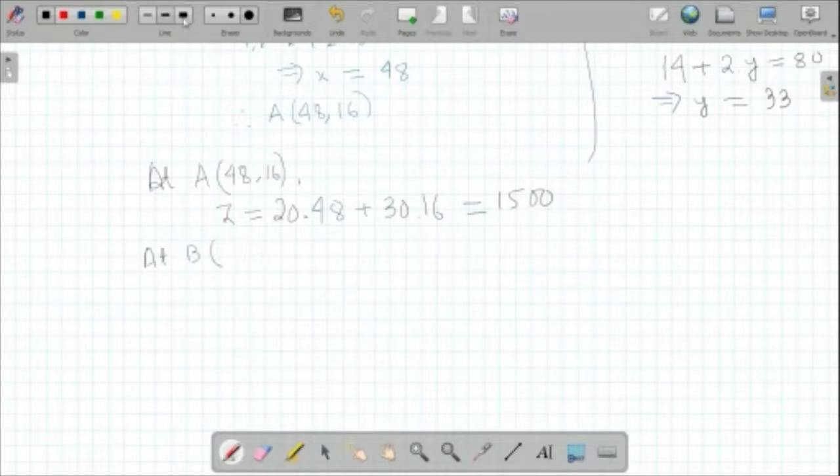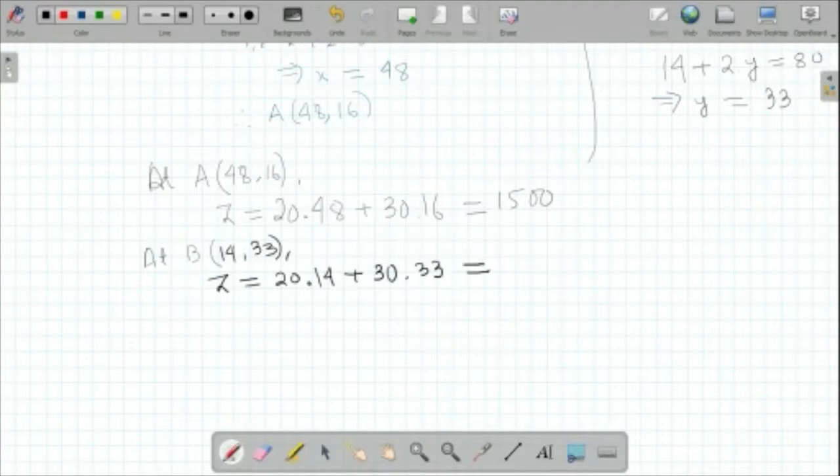Now at B, what is our B? B is 14 comma 33. What is the value of z? It will be 20 times x. X is 14, so it will be 20 times 14 plus 30 times y. Y is 33, right? Now what is the value of z? Then it will be 1270.